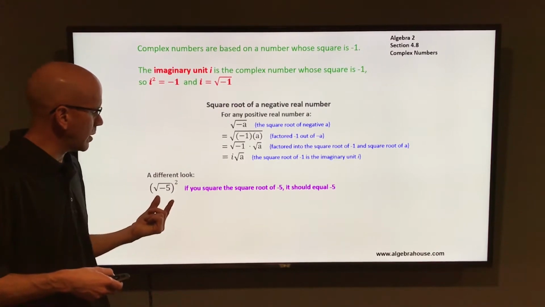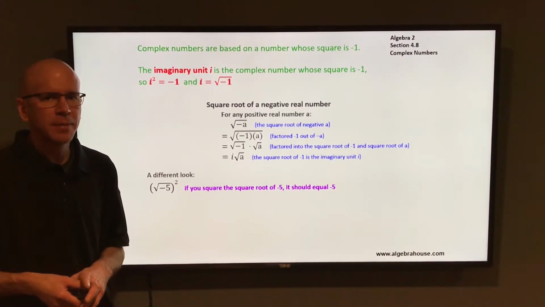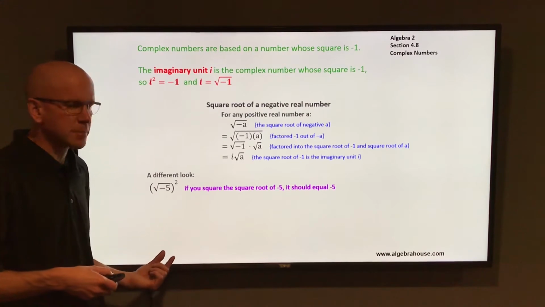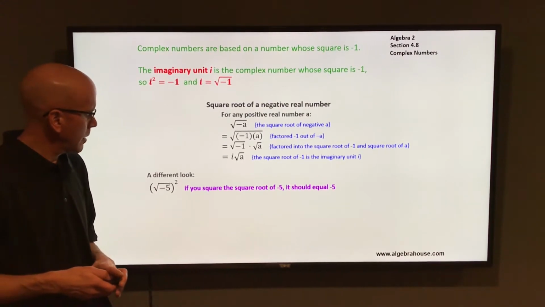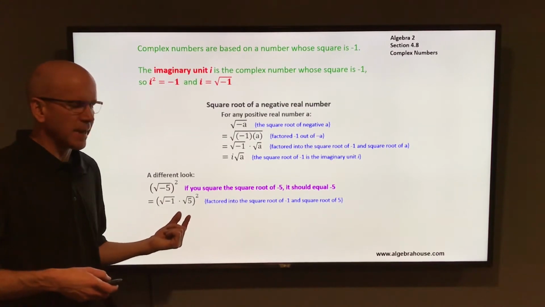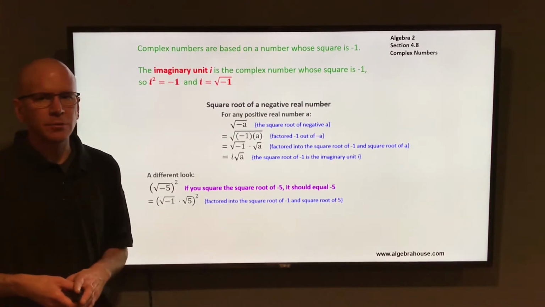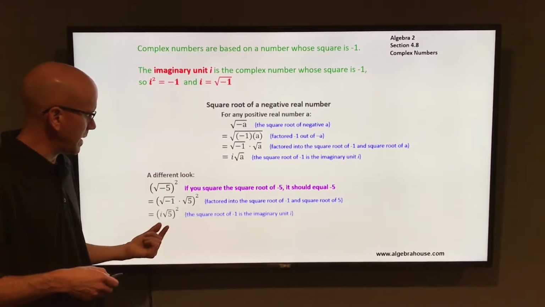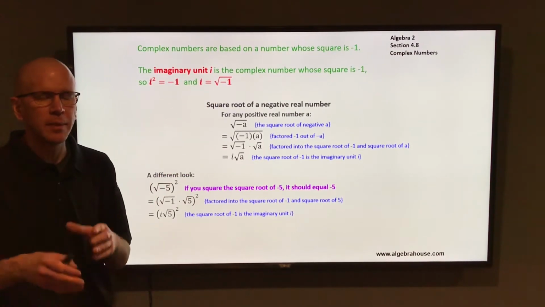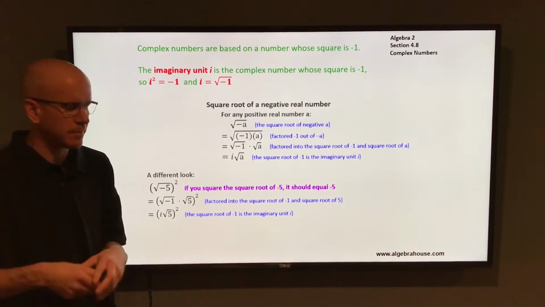Here's another way to think about this. If you square the square root of negative 5, that should turn out to be negative 5. So that should simplify to be negative 5. Well, you can break that into the square root of negative 1 times the square root of 5, and that's still squared. The square root of negative 1 is I, so that would be I times the square root of 5 squared. And remember, we should get negative 5 for an answer.